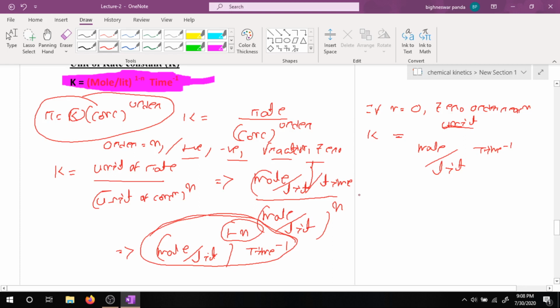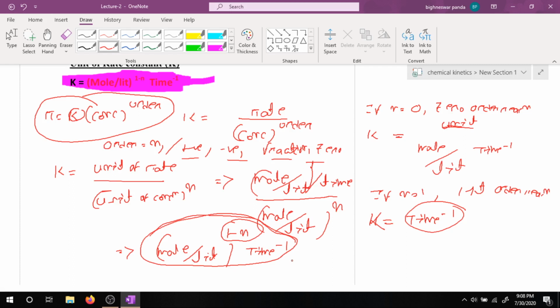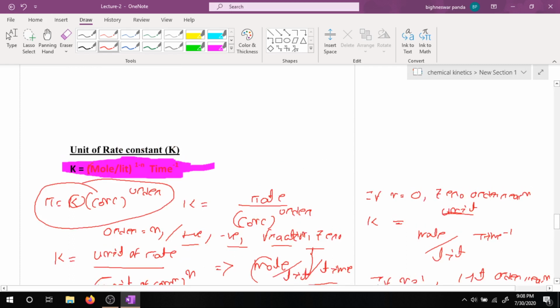In the similar way, if n is equal to 1, that is first order reaction, I can write here K has unit mole per liter power 1 minus 1, that is power 0, that will be equal to time inverse. So by putting the value of n, I can calculate the unit of any order reaction. So this is about unit of rate constant. Remember this thing.